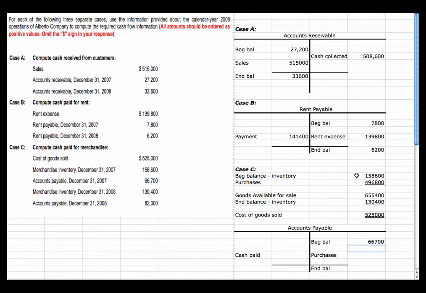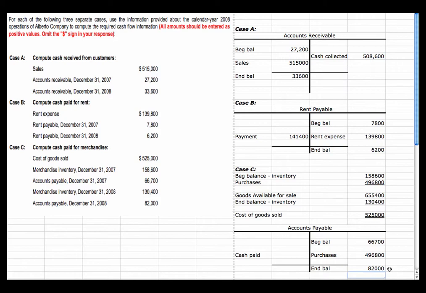Now we figured out the purchases from the number above. So that's $496,800. And we know that according to this problem, the ending balance for accounts payable is $82,000 even. So therefore, if I look at this problem, I know that I owed $66,700 when I started this period. I purchased on credit another $496,800, and I ended up with $82,000.